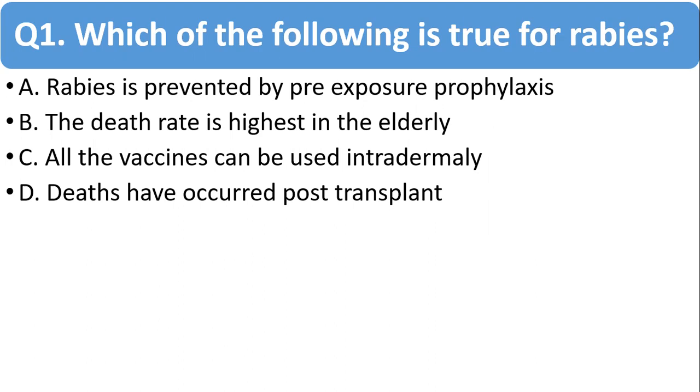It's the correct answer. The correct answer is D, because death has occurred post-transplant. The corneal donation from the rabies person happened half a year ago. But all of the above, in a sense. Anyhow, I will explain it later on. It's corneal transplant. In corneal transplant, death from rabies has occurred.